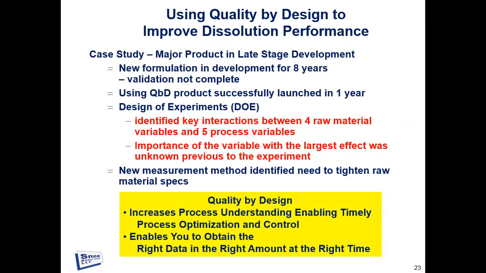And so if you don't study raw material variables and process variables simultaneously, you can get yourself into all kinds of problems, which this organization did. The other important thing that came out of this designed experiment was that the importance of the variable that had the largest effect was unknown until they ran this experiment. So they had been studying this process for 8 years, and they hadn't identified what the most important variable was, and of course that's the reason they couldn't get it validated.